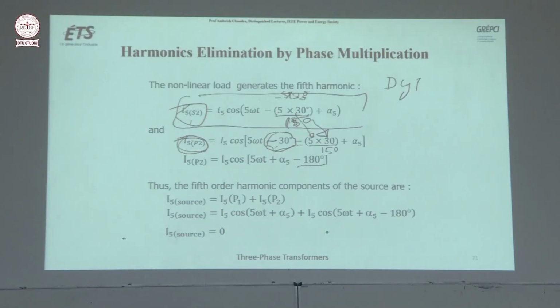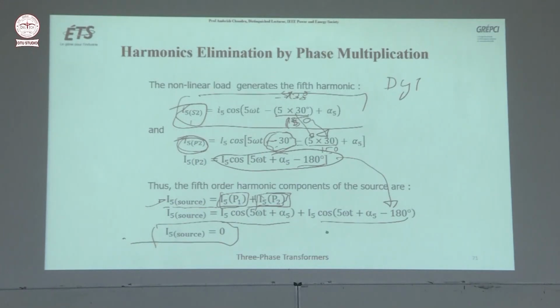Okay, so the source current from the first transformer and from the second transformer, fifth harmonic. So from the first transformer there was no phase shift, DD0 transformer, and second transformer DY1, it has minus 180 degree phase shift. So fifth harmonic is cancelled, right? So this is the advantage. Instead of using second DD0 transformer, we are using DY1 transformer, which is cancelling the fifth harmonic.